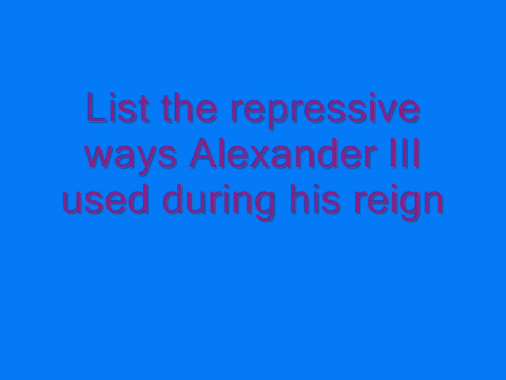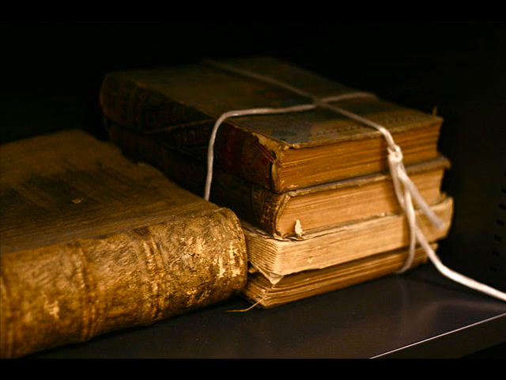The next thing you need to be able to do is to list the repressive ways Alexander III used during his reign. Firstly, we have censorship. Control of all the press, books, leaflets, both inside and outside Russia. Printing presses were also closed down.